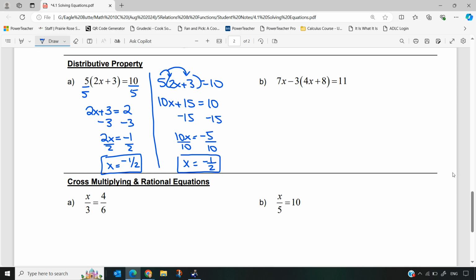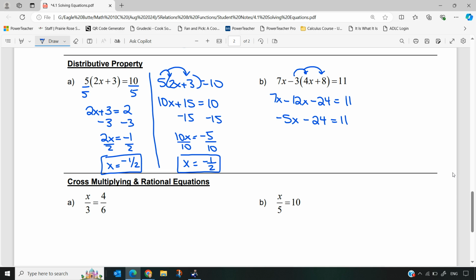For B, I have 7x minus 3 times (4x plus 8) equals 11. Now, using my order of operations, I can absolutely subtract the 7x, but it's not going to get me any further. So I'm going to start by using my distributive property. So I'm multiplying in that negative 3. And remember that negative needs to apply to both the 4x and the 8. So I'm going to have 7x minus 12x minus 24 equals 11. Now I can combine my like terms. 7 minus 12 is negative 5, so I have negative 5x minus 24 equals 11.